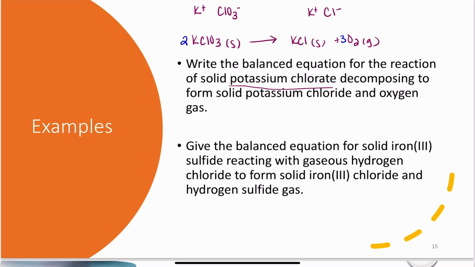I have 2 potassiums on my reactant side. I need 2 potassium on my product side. Now I have 2 potassiums on each side, 2 chlorines on each side, and overall 6 oxygens on each side, and the reaction is in fact balanced.